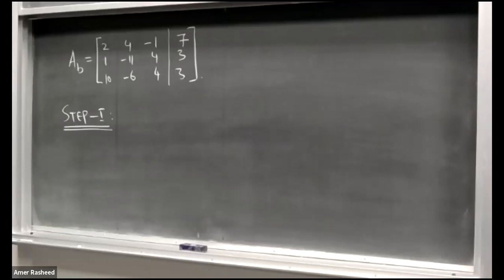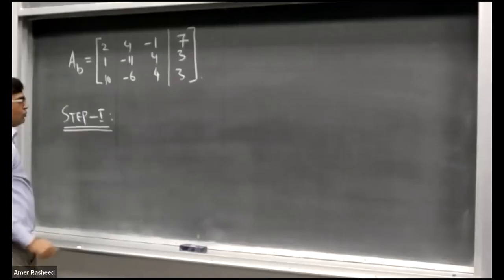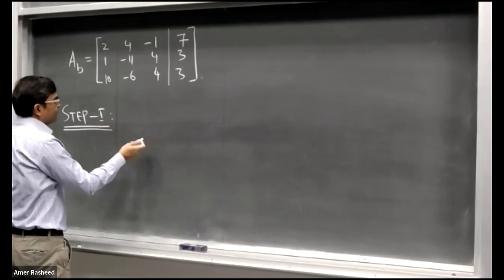There's a chat: interchange row 2 with row 1. There's a question in the chat window: R1 and R2 interchange row 2. Yes, that would be easier if we interchange row 1 and row 2. Okay. Step 1 is what?